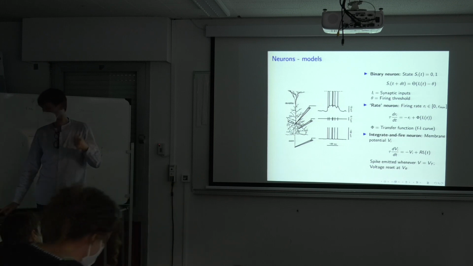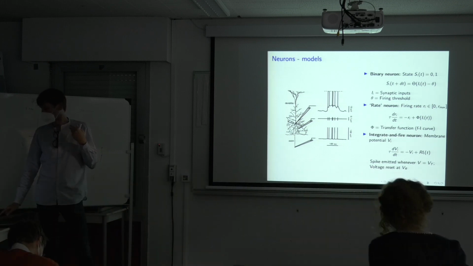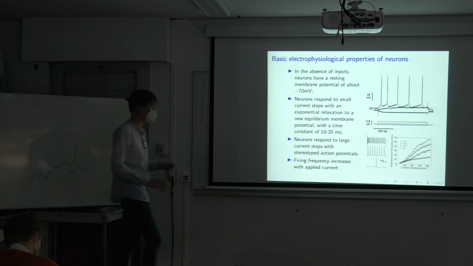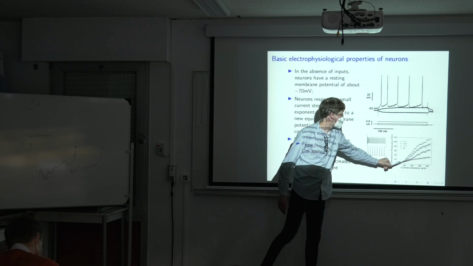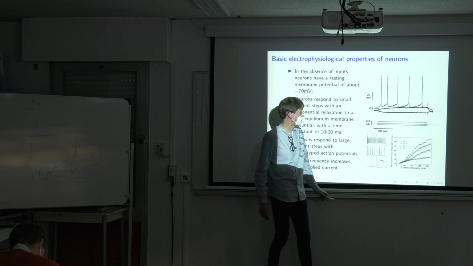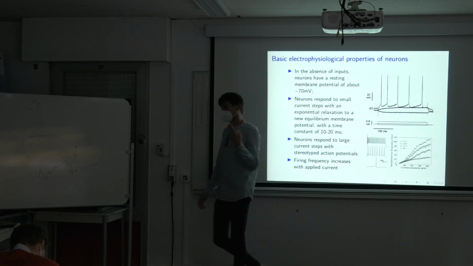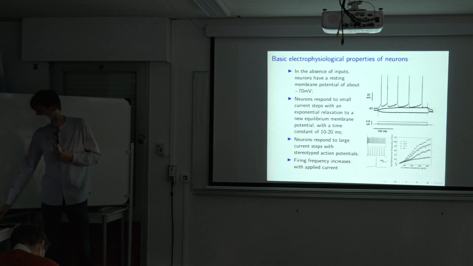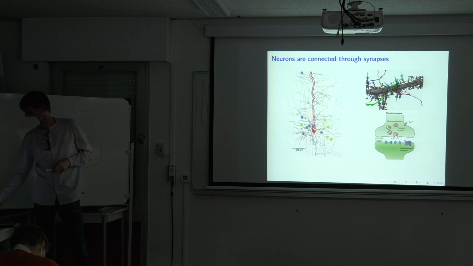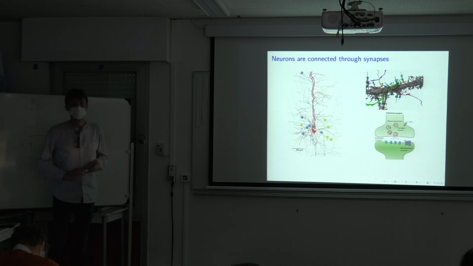For example, in the presence of noisy inputs, you can fit very well the transfer functions. You can measure the instantaneous frequency, the frequency of the neuron as a function of intensity in the presence of noise, and you can actually fit this function very well with the transfer functions that you can compute in weakly developed neurons. Okay. Any questions at this point?